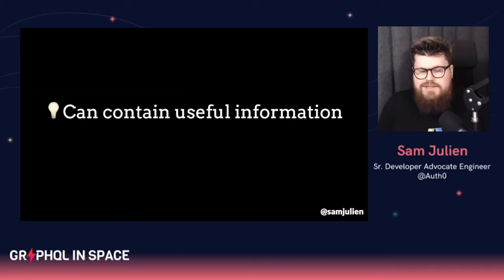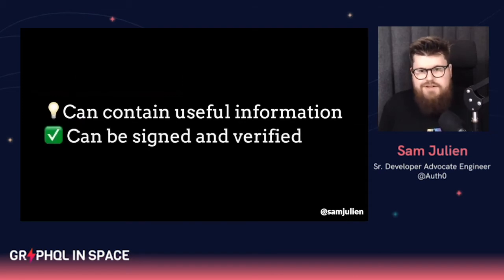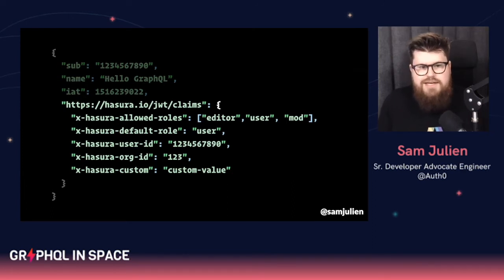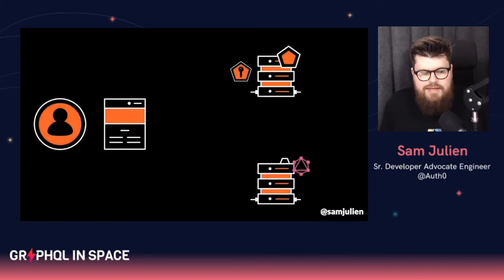So now we have something that can both contain useful information and can also be signed and verified. An example of this is in Hasura. If you've ever used Hasura, if you want to include claims in your token, you add this little namespace that says hasura.io/jwt/claims, and you can add things like the roles that you expect this user to have. And then when you send it over to your server, you can just pull off those claims from the token.